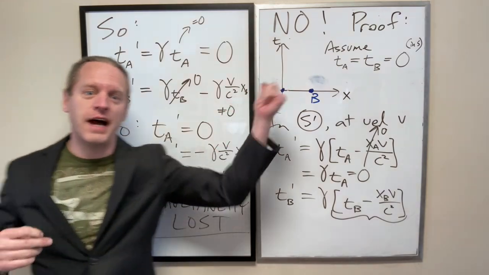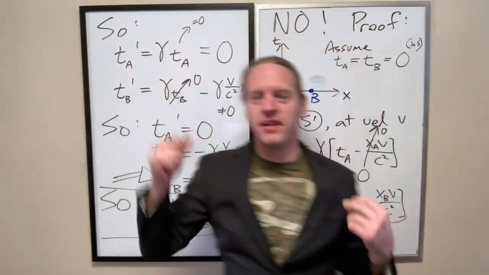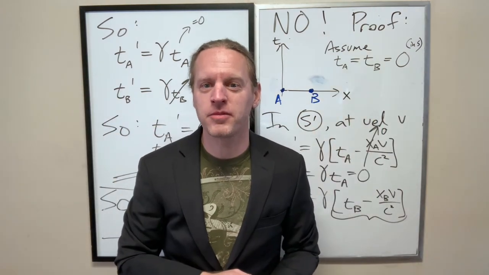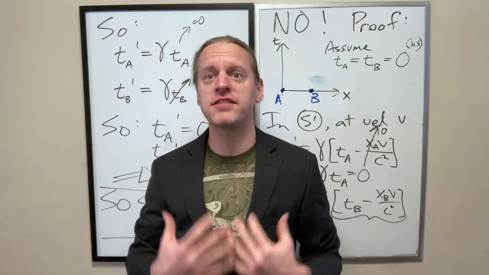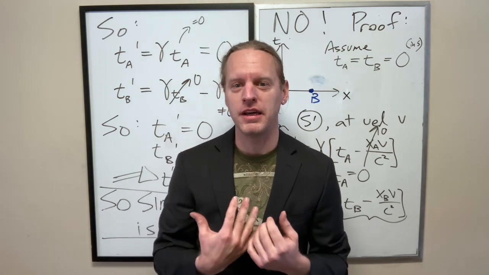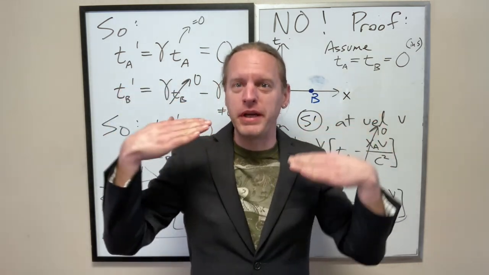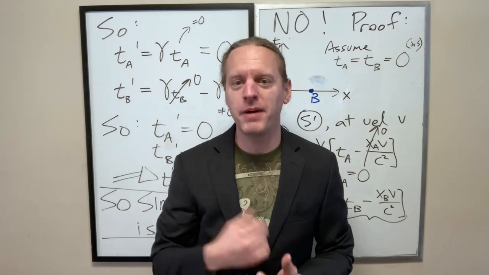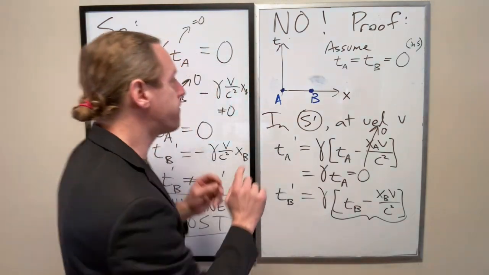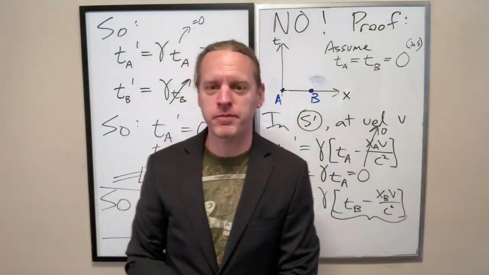This guy sees that one go first. This guy sees that one go first. This guy sees both of them go first. And that's why we say that any sort of simultaneity is lost. And even more importantly, any relative ordering between those events is frame dependent. So you simply can't say the earlier event if the events are separated like that.